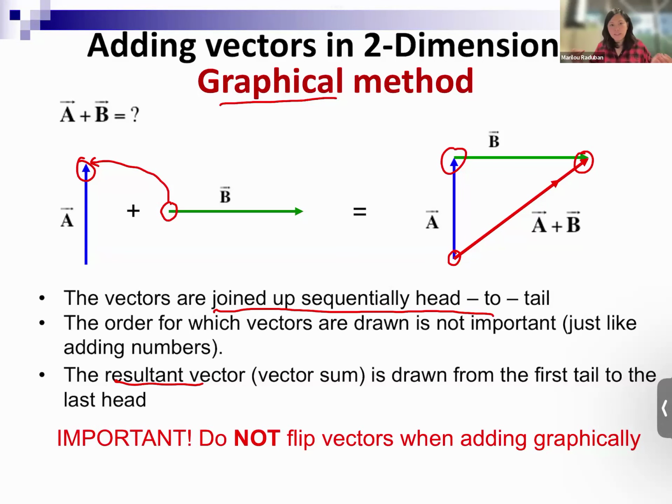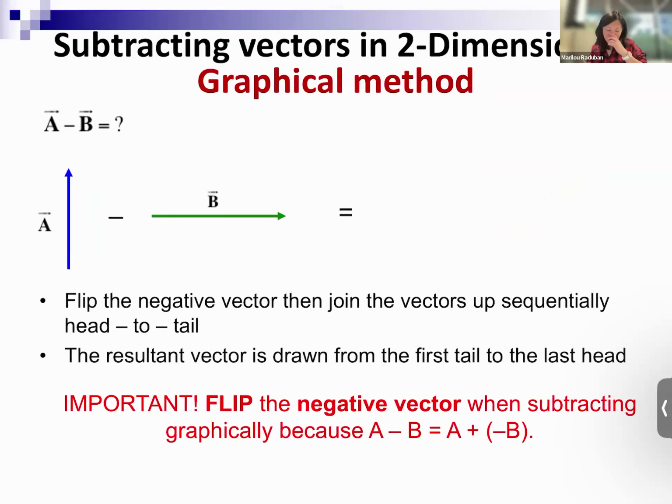Right? It's important not to flip the vectors when you're adding, because you only flip when you have a negative, when you're subtracting. When you're doing the graphical method, you'll have to measure the lengths of the vectors correctly in order to get the length of the resultant vector. I'll talk more about that later on.